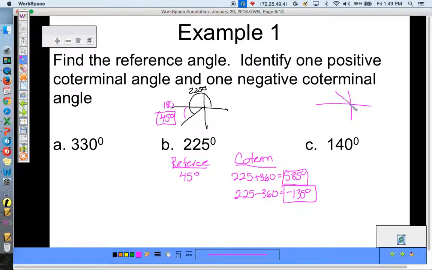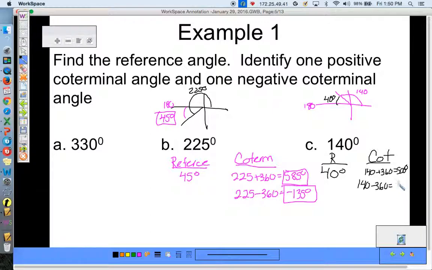140, so that's in the second quadrant. So that distance to the x-axis, 40 degrees. So our reference would be 40 degrees. The coterminal, if we add 360, we're at 500 degrees. If we subtract 360, we're at negative 220 degrees.